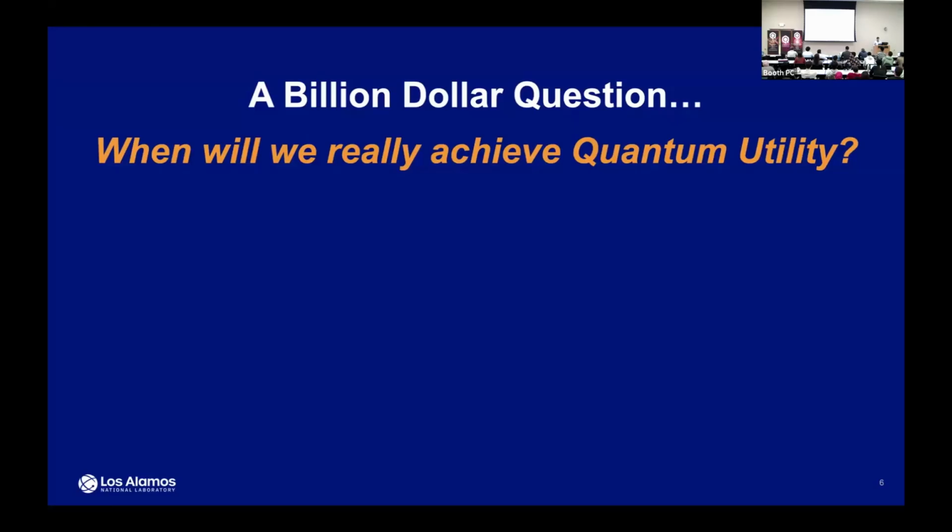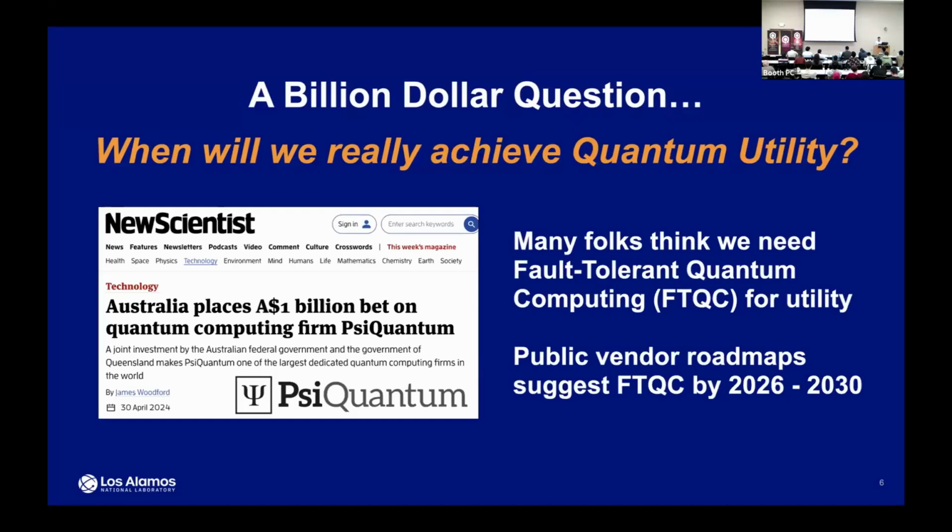So here's a billion-dollar question. When will we really achieve quantum utility? That is, impacting real-world problems, not just doing quantum advantage demonstrations. And I call it a billion-dollar question. That is not hyperbole, because Australia has put a $1 billion Australian dollar bet on PsiQuantum, because PsiQuantum is working to build a fault-tolerant quantum computer, and the people in Australia, however that decision got made, had decided it was worth making this big bet that when you build that fault-tolerant quantum computer, you're going to be able to do some really amazing things, and it's going to be super valuable to the world and society.